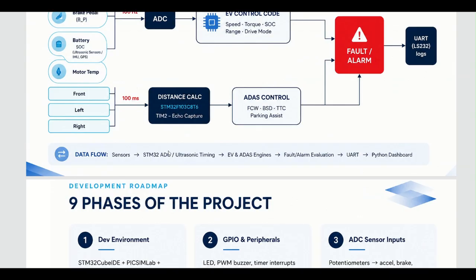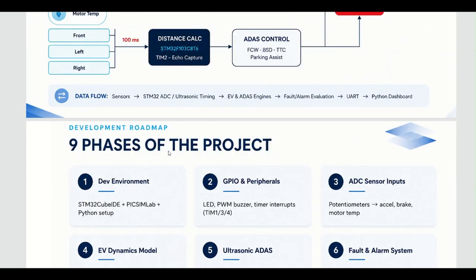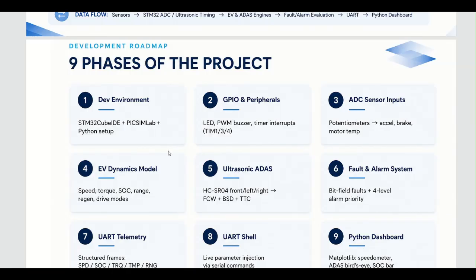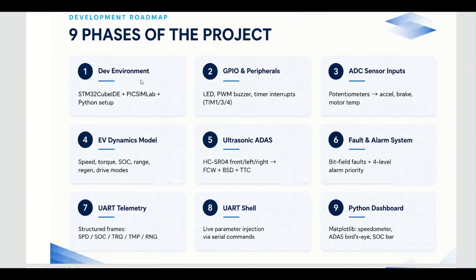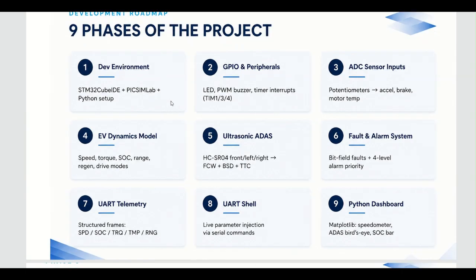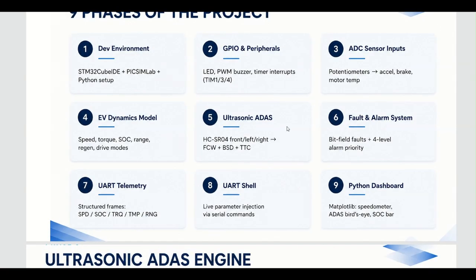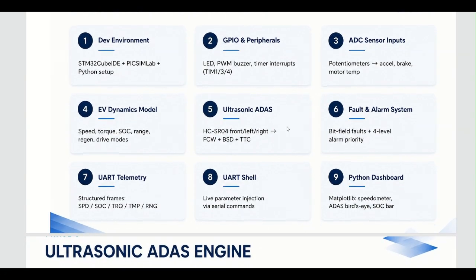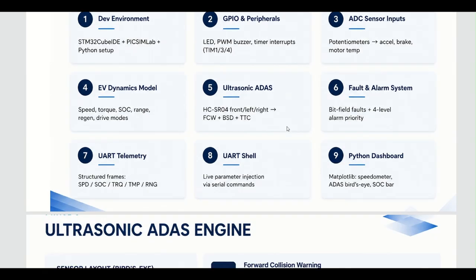Now let's move on to the nine phases of the project. What did we use during this internship? The development environment was STM32 plus Proteus Sims Lab and the Python setup. Then GPIO and peripherals: LED, PWM buzzers, timer interrupts, and ADC sensor input such as potentiometer, acceleration, brake, and motor temperature. Then we implemented the EV dynamic model, ultrasonic ADAS features, fault detection systems, UART communications, and finally developed the dashboard.